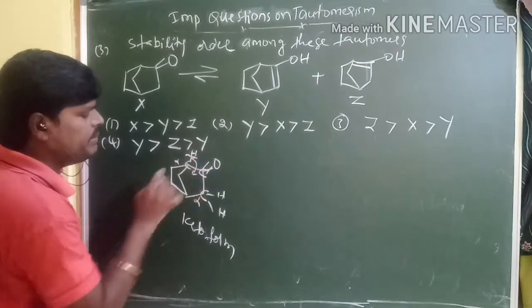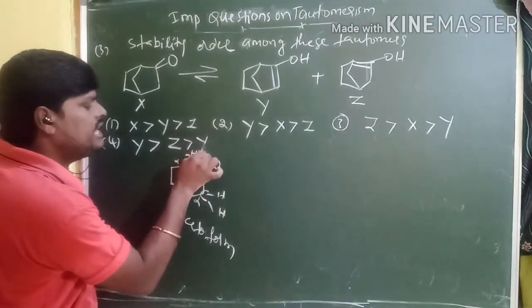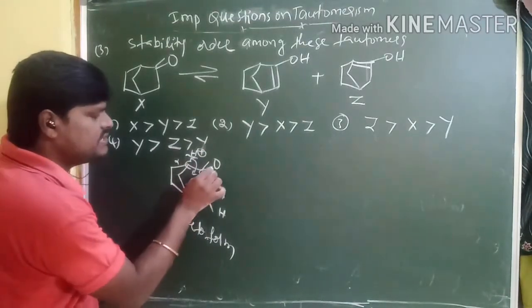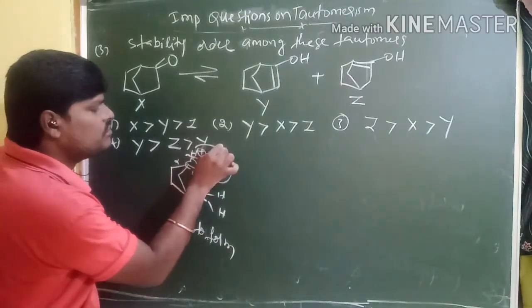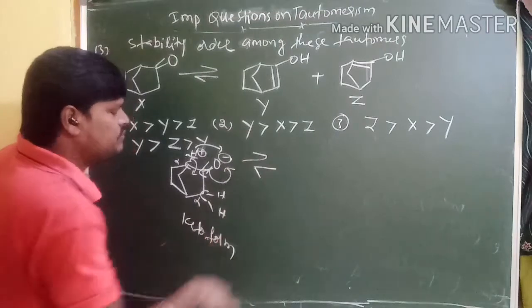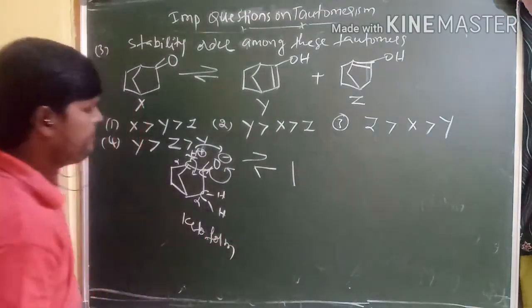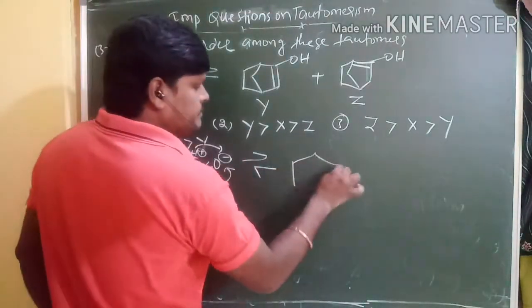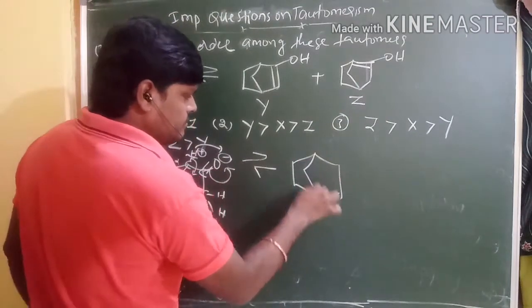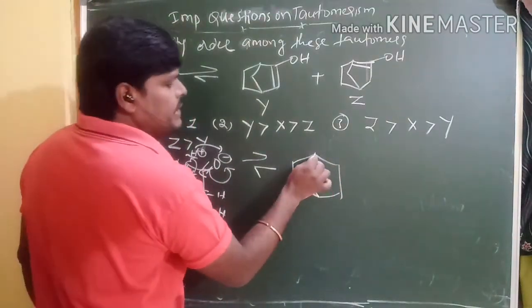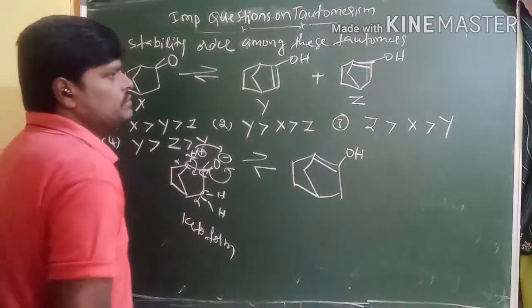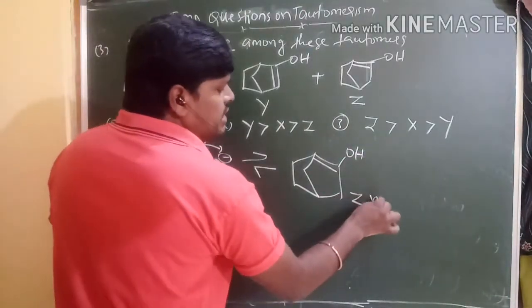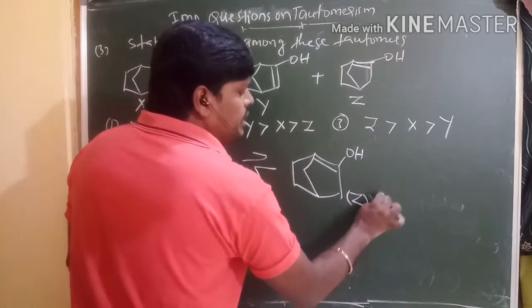Now this bond rotates between these two carbons. This hydrogen gets a positive charge. This bond rotates towards oxygen and oxygen gets a negative charge here. This proton goes towards oxygen to form a double bond here, OH, right? So this is the Z form, sir. Z form of enol.